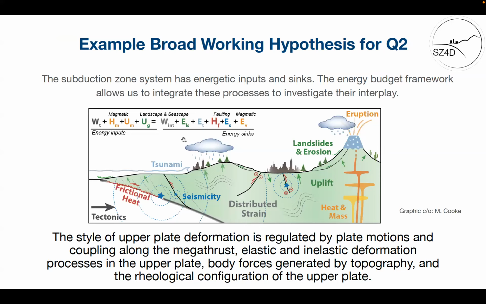Okay, the second example, a broad working hypothesis for question two, is that the subduction zone system has these energetic inputs and outputs, inputs and sinks, and the energy budget framework allows us to integrate these processes to investigate their interplay. One example hypothesis would be that the style of upper plate deformation is regulated by plate motions and coupling along the megathrust, elastic and inelastic deformation processes in the upper plate, body forces generated by topography, and the rheological configuration of the upper plate. Obviously, that's a lot of different factors that are at play.